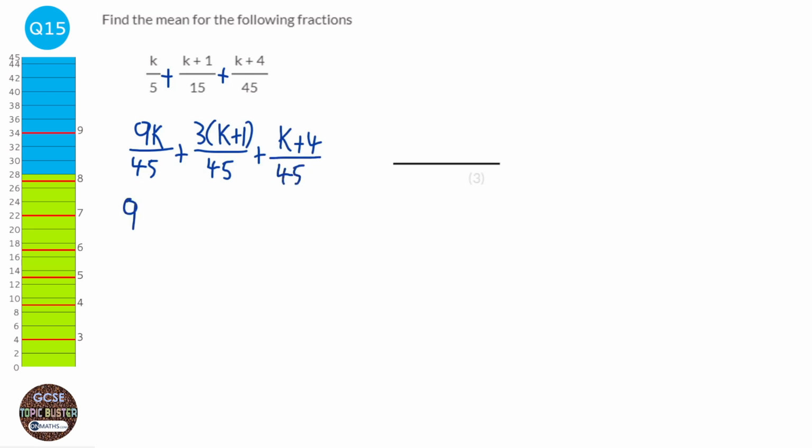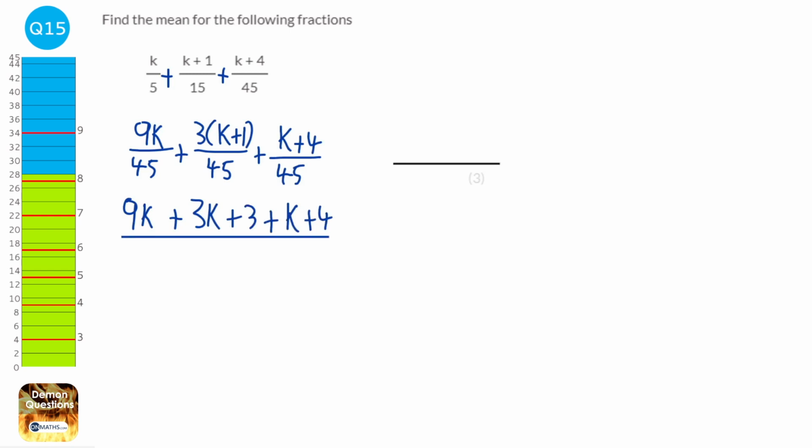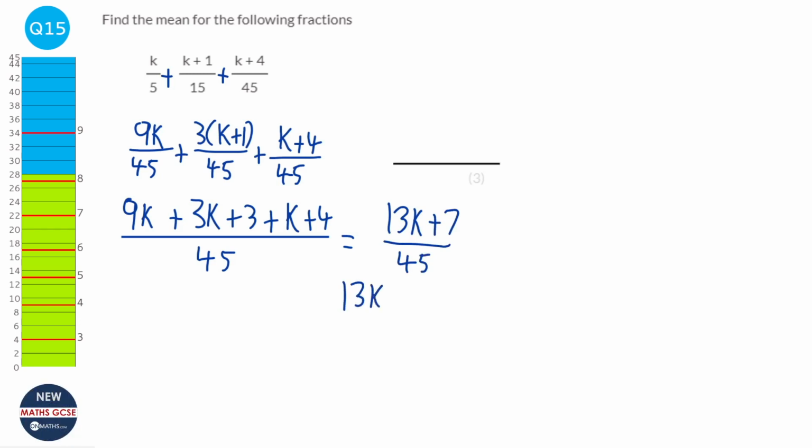Then we can just add the numerators together, and I'm just going to expand the bracket here, so it's 3k plus 3 plus k plus 4, and then all of that over 45. And then we're going to do 9k plus 3k plus k, which is going to be 13k. And then 3 plus 4, which is just 7, over 45. So the sum of them is 13k plus 7 over 45. So to work out the mean, we need to divide it by 3.